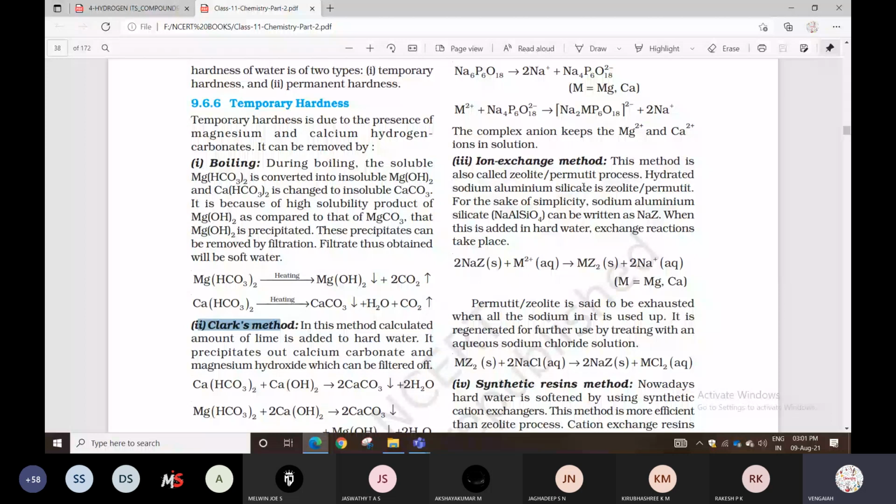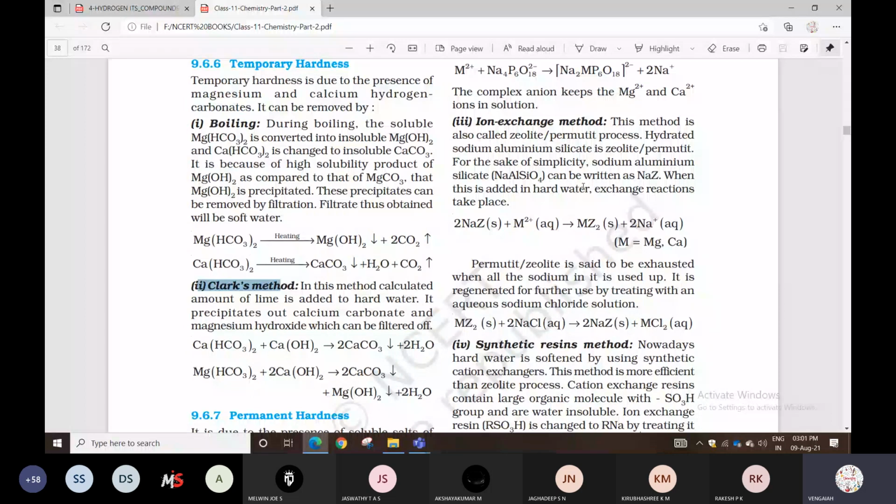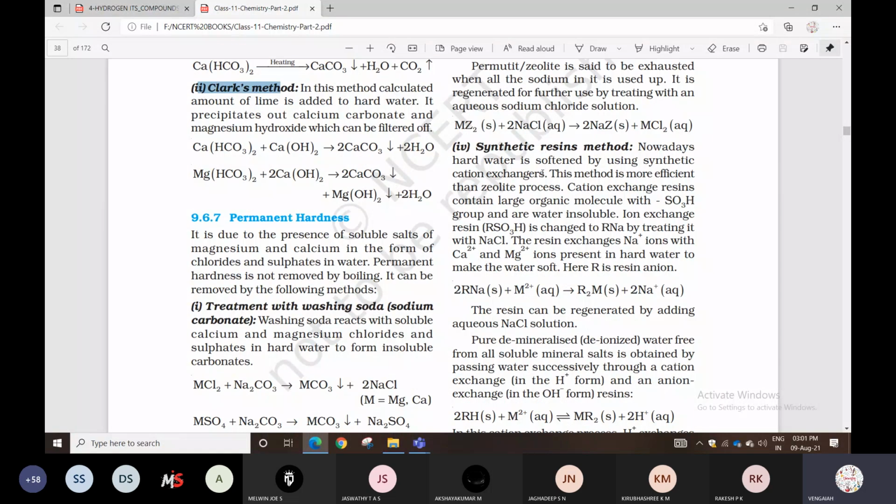Next one is, nowadays hard water is softened by using synthetic cation exchange. Nowadays you are using this method only for purification of water. RO water is this method only. So nowadays hard water is softened by using synthetic cation exchange. This method is much more efficient than the zeolite process. Compared with the zeolite process, the synthetic resin method is much more efficient. That is what they have given. So let's look at how it is.